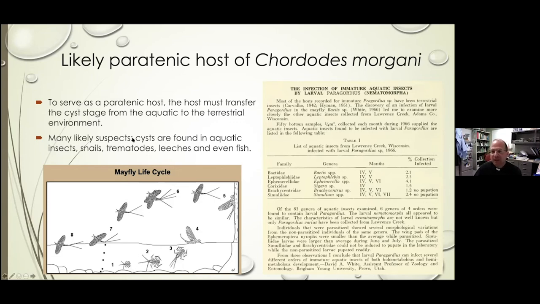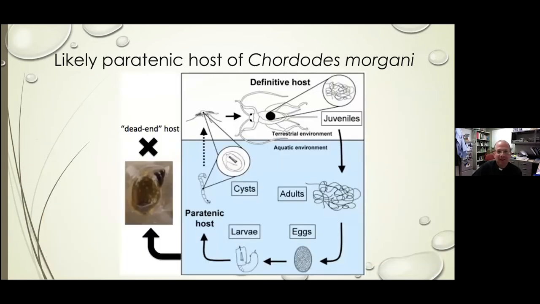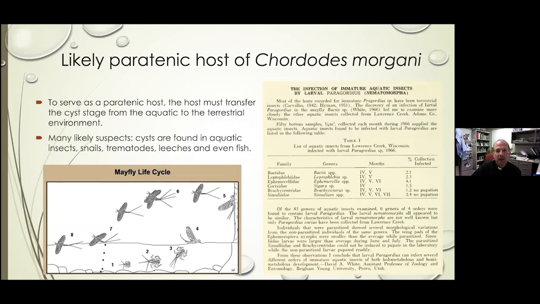So there's a lot of suspects out there, a lot of likely suspects. Again, the aquatic insects are hosts, but then you have these snails and trematodes and leeches and fish that they'll also find the cyst stage in. So to serve as a paratenic host, the host has to transfer that cyst stage from the aquatic environment to the terrestrial environment. So again, trematodes are probably not going to do that. Leeches, probably not. Even the snails, we don't think are playing a big role in that.